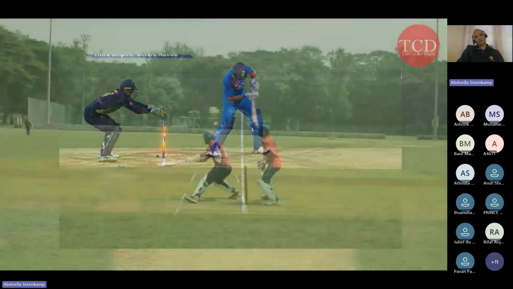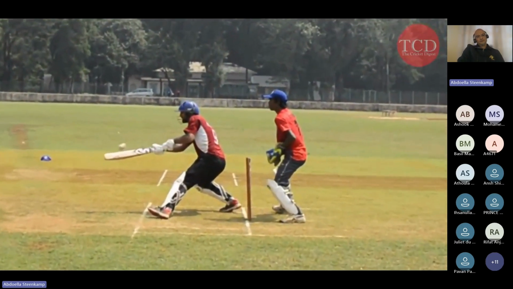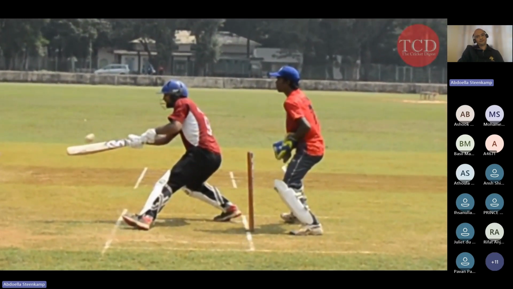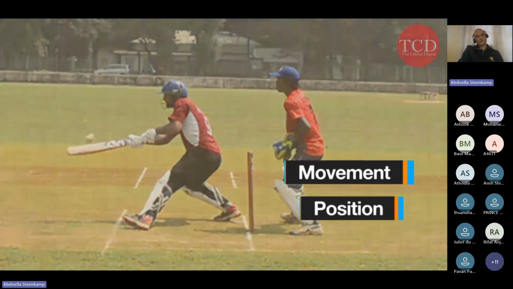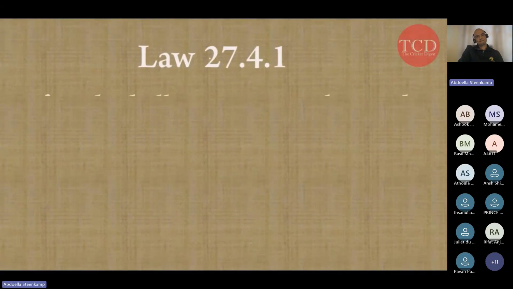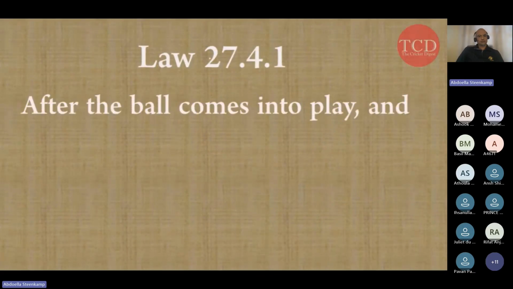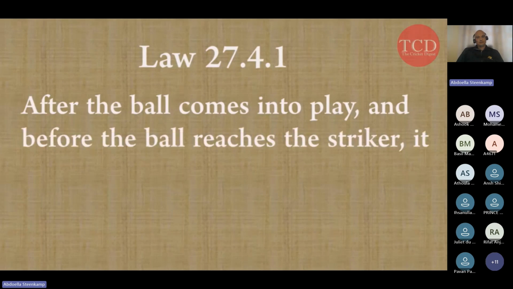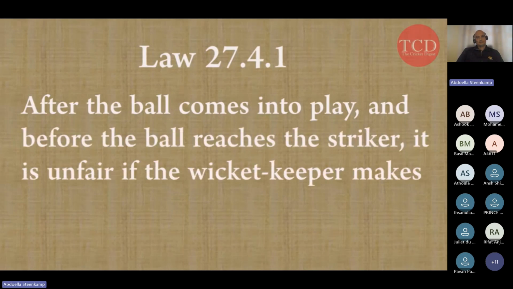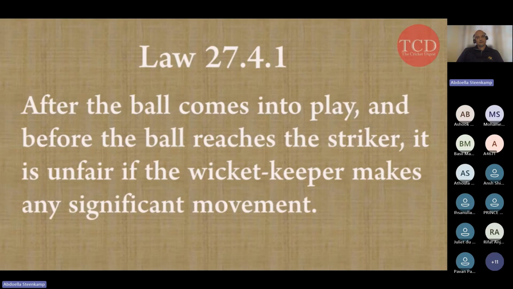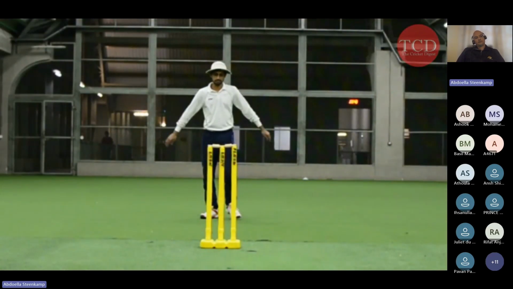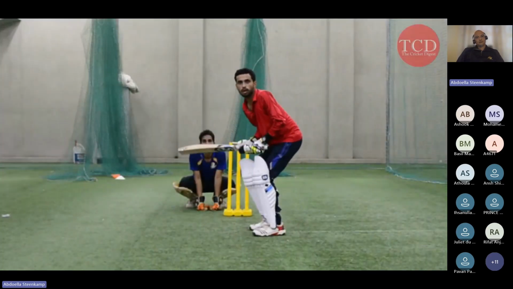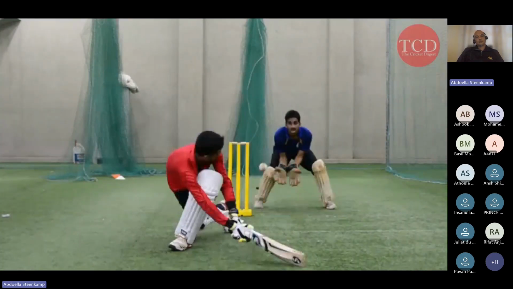Well, let's find out. Before going any further, let us take a look at the restrictions a wicketkeeper has. He has restrictions both on his movement and position. According to cricket law, after the ball comes into play, to know when the ball comes into play, watch the above video. And before the ball reaches the striker, it is unfair if the wicketkeeper makes any significant movement. In this case, umpire will call it dead ball and further action will be invalid. However, he is allowed to make certain movements. Let's take a look at them.